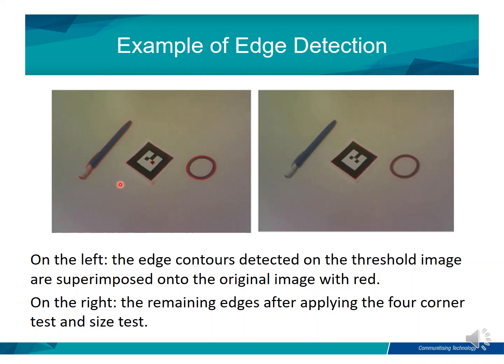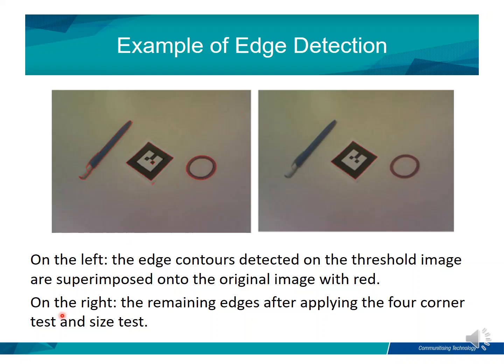Okay, so this is the example of edge detection. Based on this left-hand side figure, the edge contour will be detected on the threshold image. It is detected on the threshold image and superimposed onto the original image in red. It is going to be tested on these three items: this pen, these markers, and also these circles.